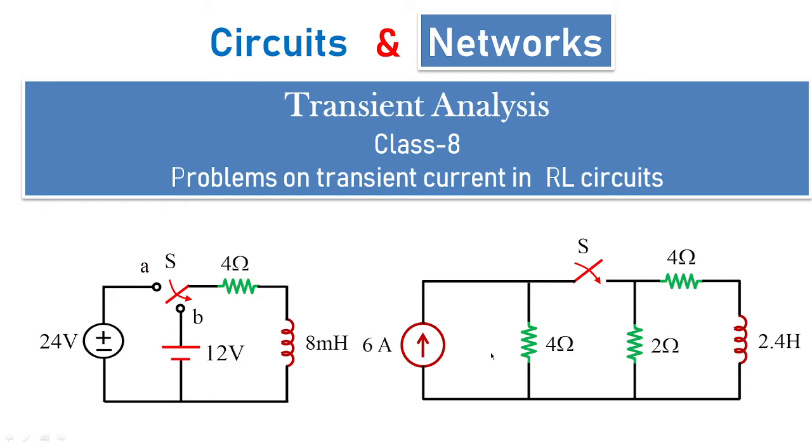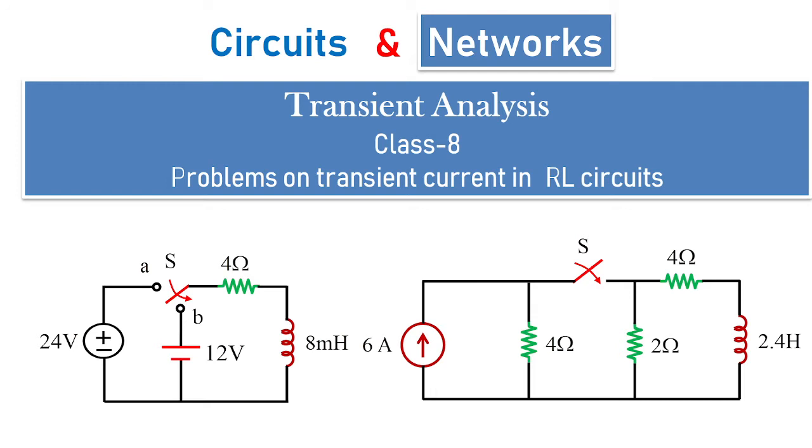Similarly, you have another circuit composed of three loops. Here we have two voltage sources in one problem, whereas in the other problem we have only one current source. How to deal with these kinds of problems in transient analysis and how to find the transient current is our interest. So we are treating this as class 8.